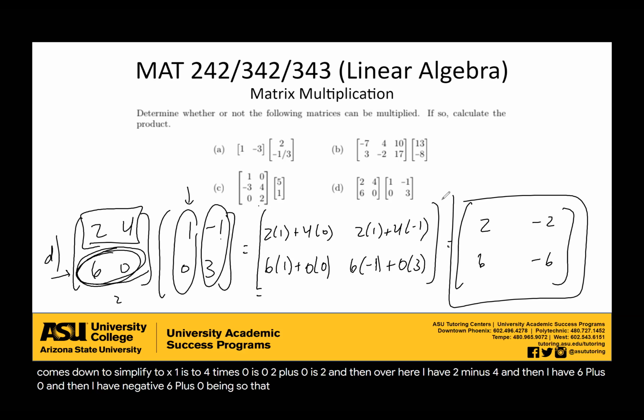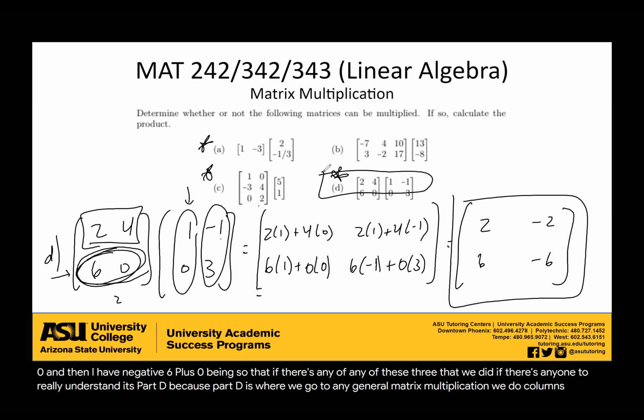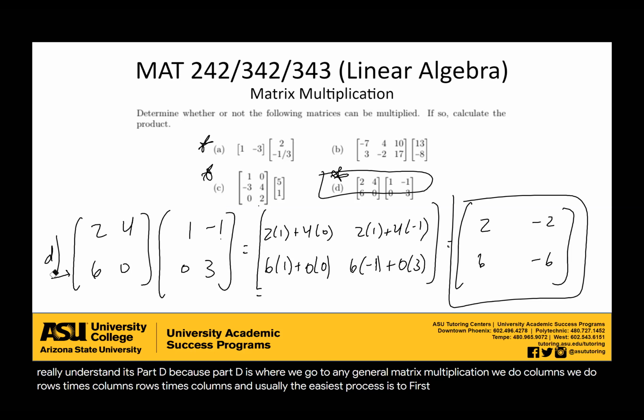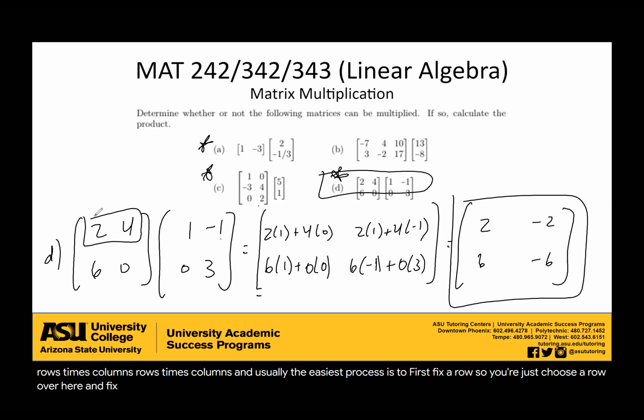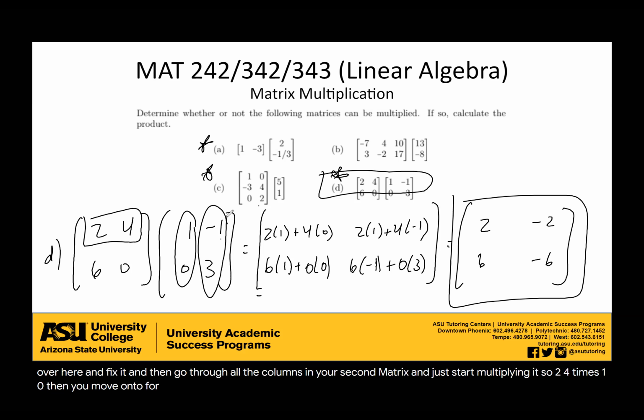Okay, so if there's any one of these three that we did to really understand, it's part D, because part D is where we go to any general matrix multiplication. We do rows times columns, rows times columns. And usually the easiest process is to first fix a row. So you would choose a row over here and fix it, and then go through all the columns in your second matrix and start multiplying. So 2, 4 times 1, 0. Then you move on, 2, 4 times negative 1, 3. And then you keep moving on until you run out of columns.